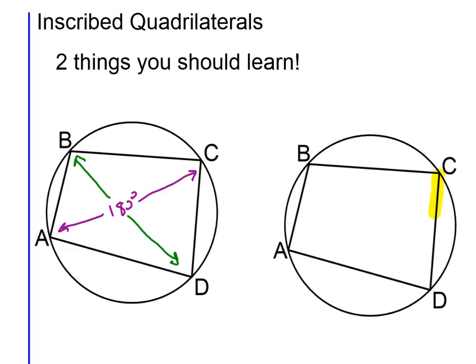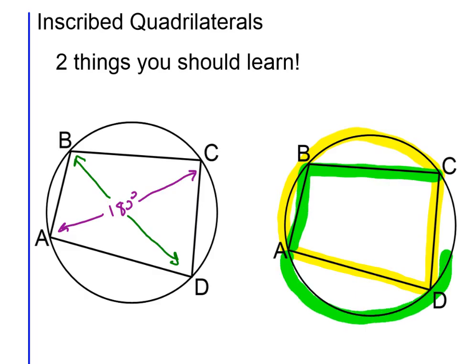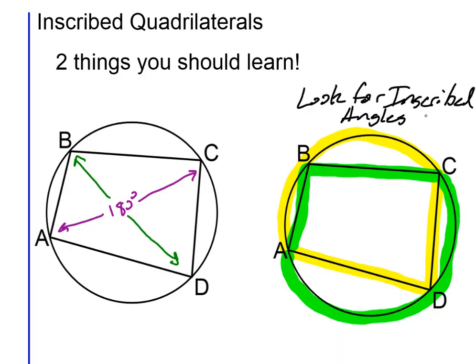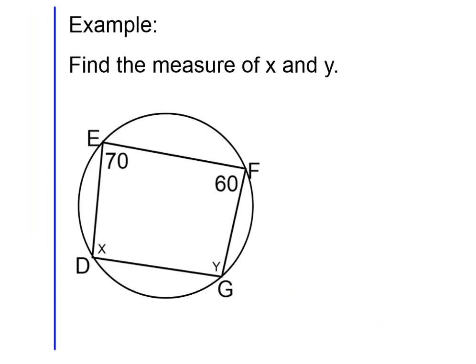Consider that CDA is an inscribed angle. You can use it to figure out arc AC, as well as CBA is an inscribed angle, and you can use it to figure out arc ADC. So look out for inscribed angles that are a part of these pictures to help you find missing arcs or missing angles. Here's our first example.